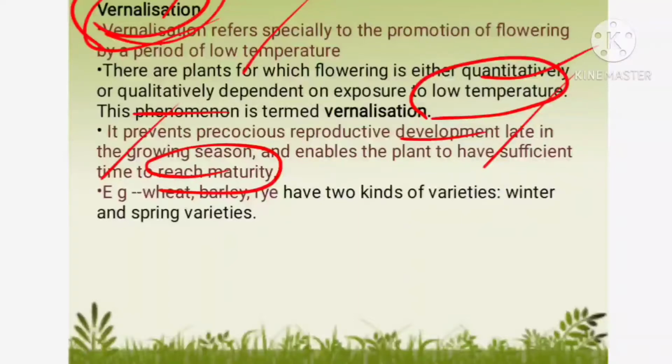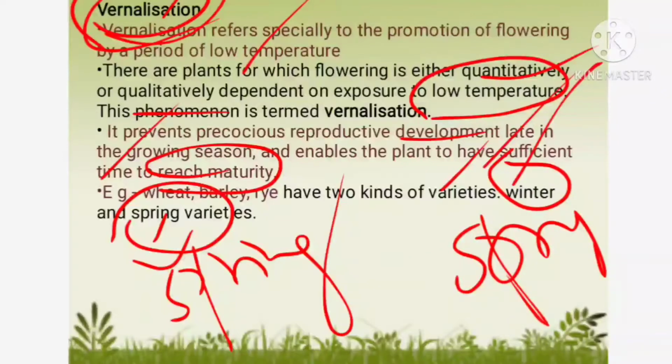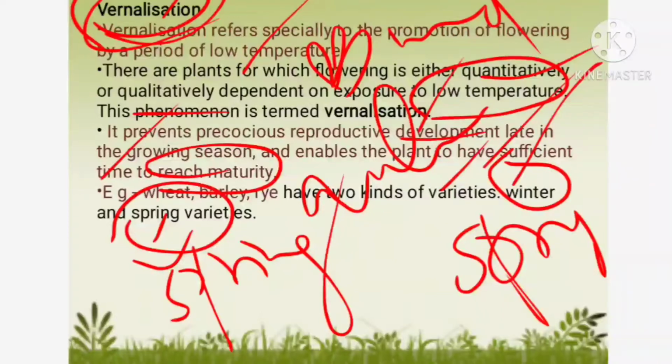For example, wheat and barley have two kinds of varieties. You can find one is the winter variety and another is the spring variety. Okay. The spring variety is planted during spring, and they come to flower and produce grain by the end of the growing season, by the end of spring. Another one is the winter variety. If you plant the winter variety in spring, flowering will not take place. So winter varieties have to be planted in autumn. In spring you find only small seedlings growing, and around midsummer, when winter is over and they have received low temperature, then when it comes to summer, they will produce the flowers.